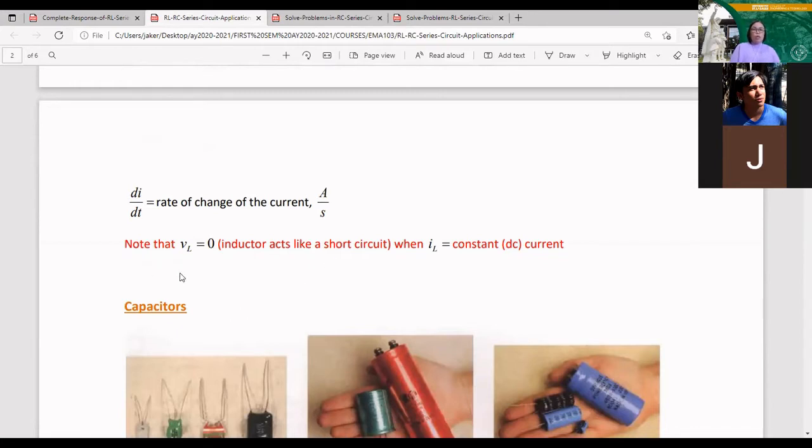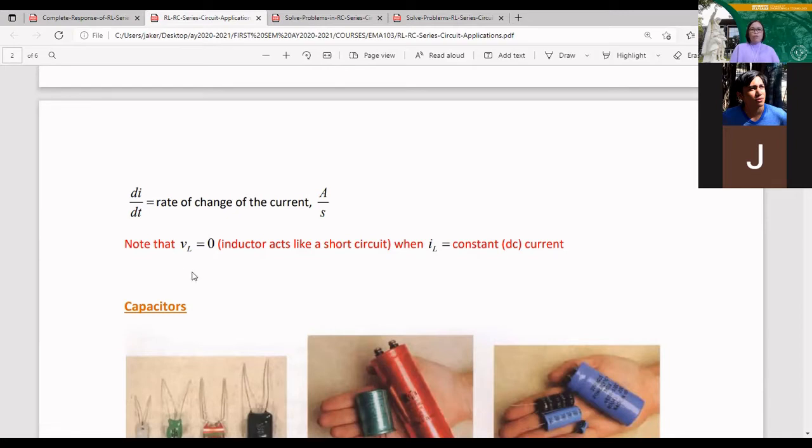Now, there's a note here that is very important: when V sub L is equal to 0, your inductor acts like a short circuit. This is when I sub L is constant and your circuit is said to be a DC circuit, meaning it's connected to a battery. So in a DC circuit, V sub L is equal to 0.